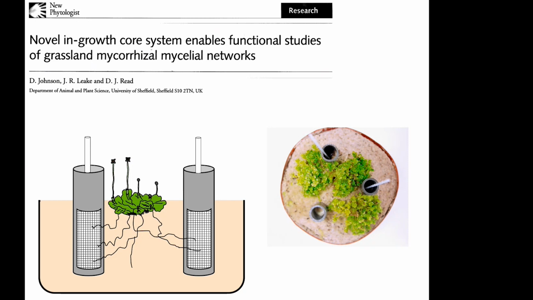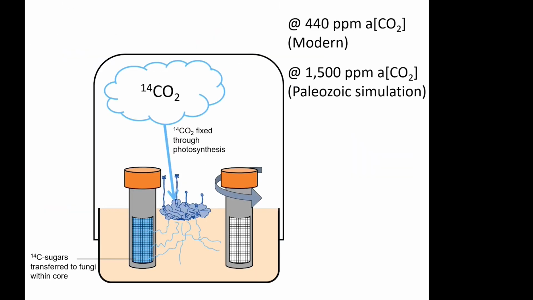But this is the experimental system, and it was based on one that was devised by David Johnson, Jonathan Leake, and David Read in Sheffield. And it's using these mesh-covered cores that I've already discussed, but we covered the windows with a much finer mesh this time because we wanted to exclude the rhizoids of liverworts, which are much finer than roots, obviously. So we create those fungus-only zones, and we can introduce isotopes and measure how much of that gets transferred from the fungus to the plant and vice versa. And this is what they look like from above in real life.